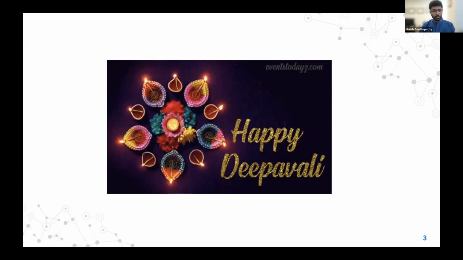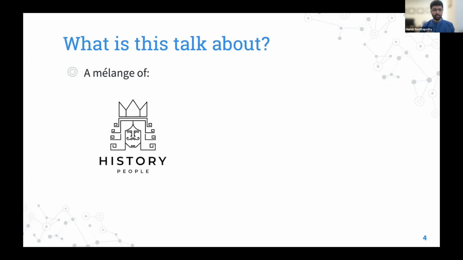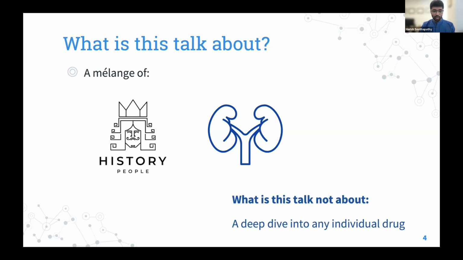So what is today's talk about? It's really a melange of history of a variety of drugs that are really formative in the origin of anti-cancer therapy and the people behind them. And also, we have to talk about the kidneys as nephrologists. So how do these drugs actually affect the kidney and what do we do about them? What is this talk not about? If you're looking for a deep dive on one particular drug that affects the kidney, this is not it. This is just putting everything into perspective.